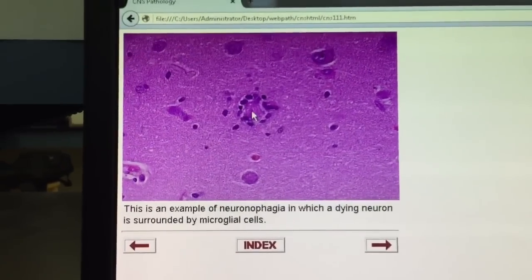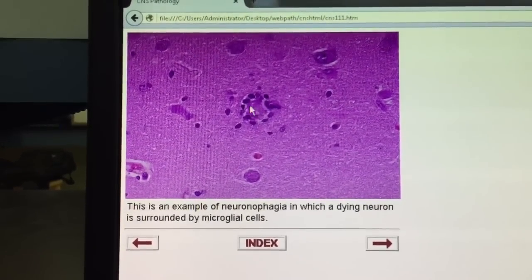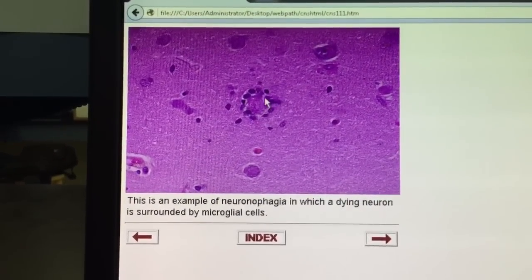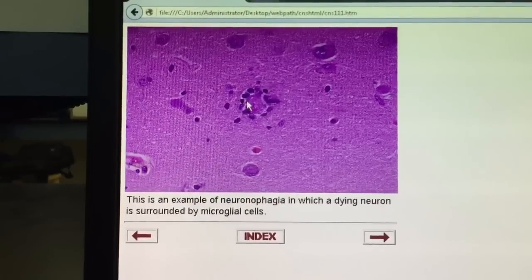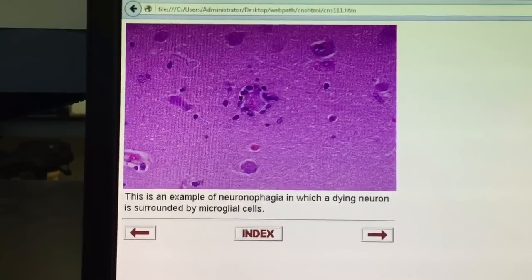Here we are seeing neuronophagia. Why? Because this is a dying neuron and it is surrounded by microglial cells. This is called neuronophagia.